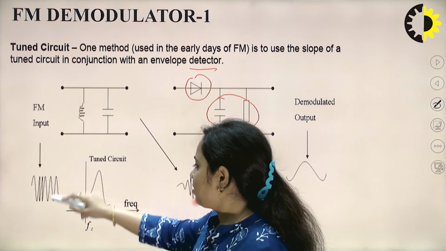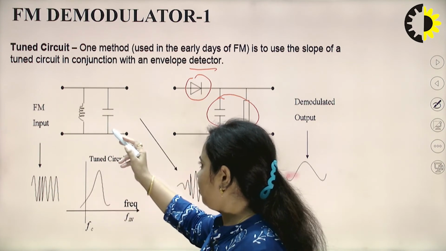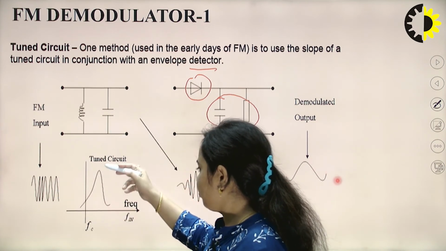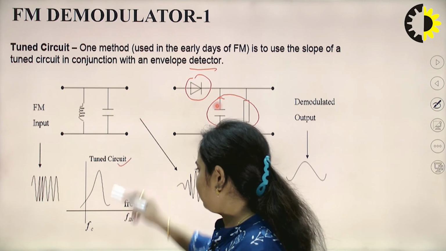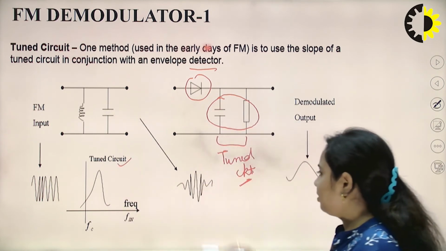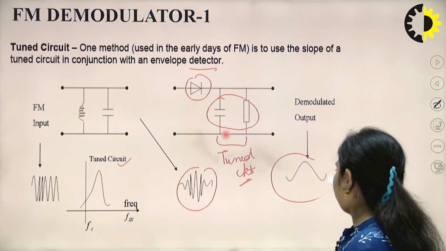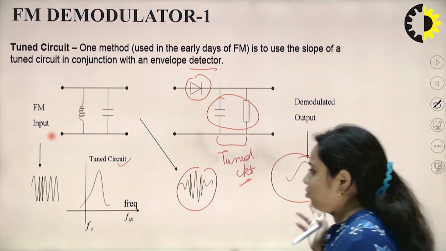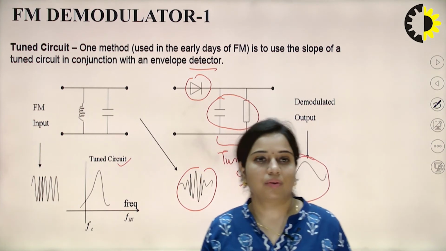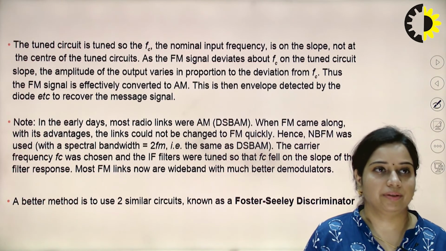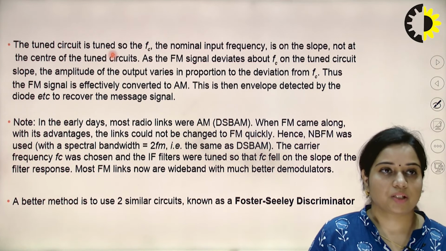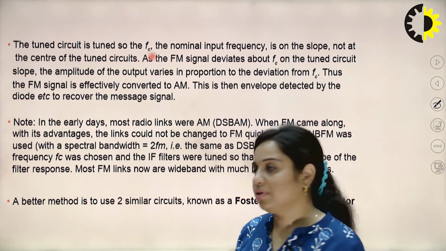Now after passing this FM input to this particular tuned circuit, this output will be somewhat like this, and then this will be the output. Now after passing through this envelope detector, the demodulated output will be somewhat like this. So this is similar to what we have modulated. This is the explanation of the first demodulator.